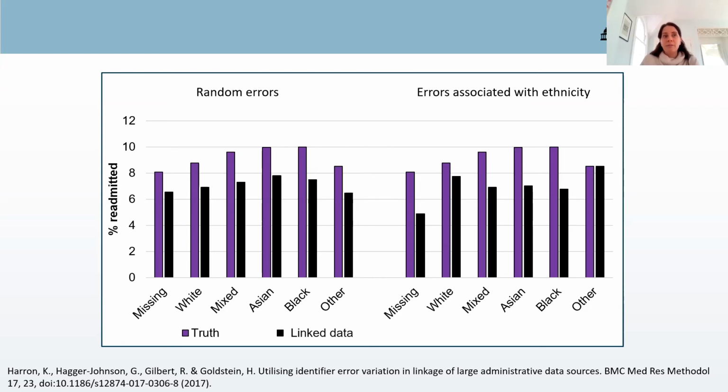So that's about thinking whether the errors that might happen during linkage are distributed randomly or whether they're more likely to occur within particular groups. And ethnicity is one of the groups that we often see a lot of variation in terms of linkage error.